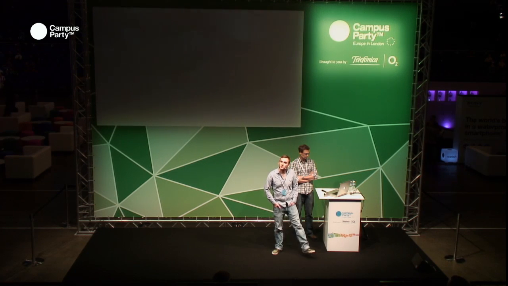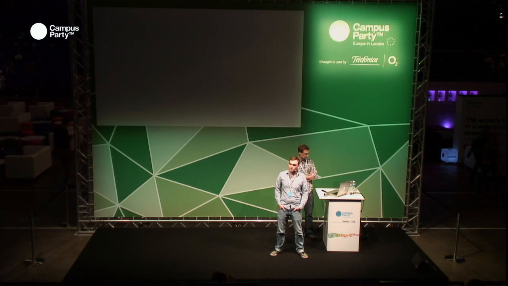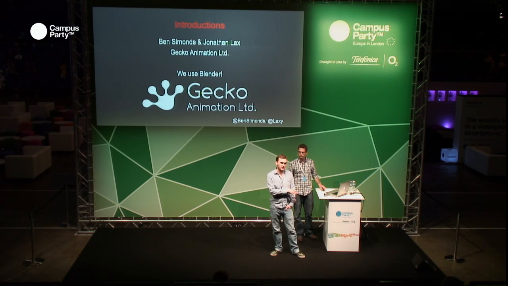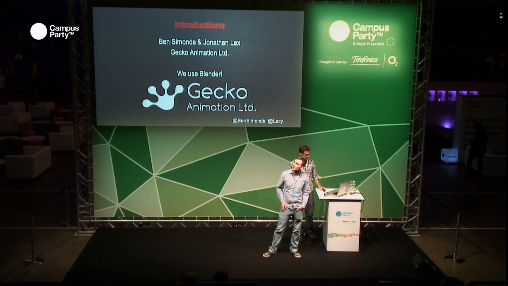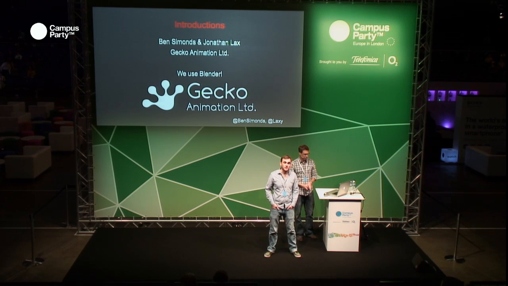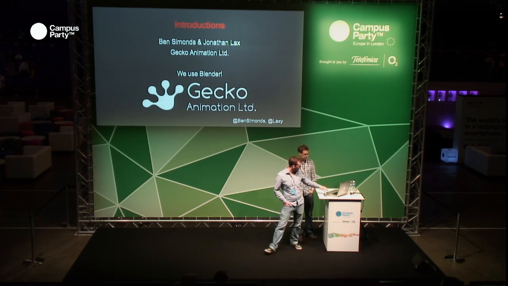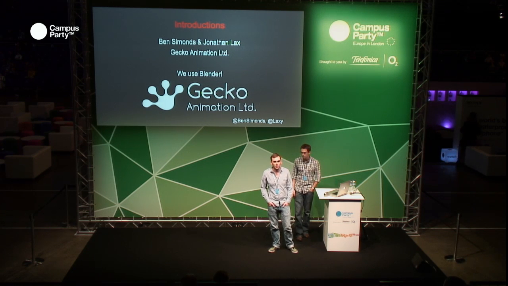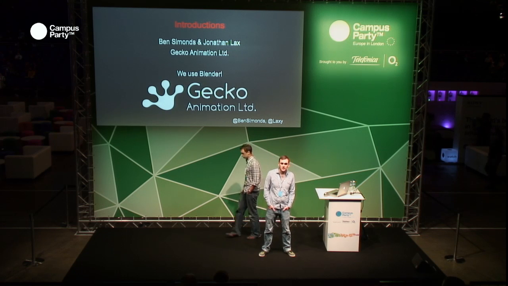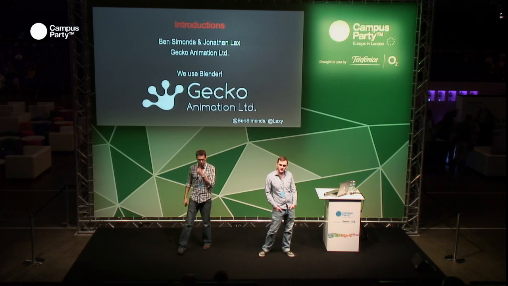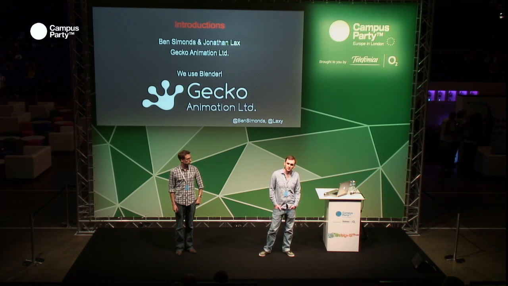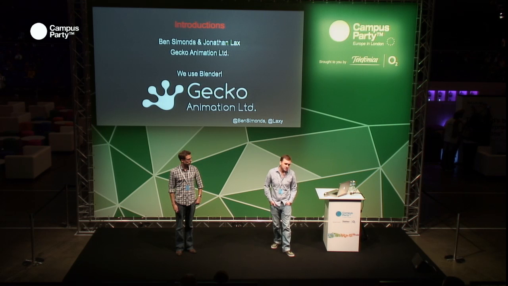So that was a bit of what Blender can do, and we're going to talk to you today about some of Blender's features. Jonathan's going to talk about various different aspects of Blender and things you can use it to make, and I'm going to talk about Blender's modeling features. So I'm going to start by saying, we're Gecko Animation. We do visual effects for TV, advertising, things like that. We also do some still images, and we use Blender for about 90% of our work, and Jonathan's going to talk about some of the reasons we do that. So I'm going to pass it over to him.